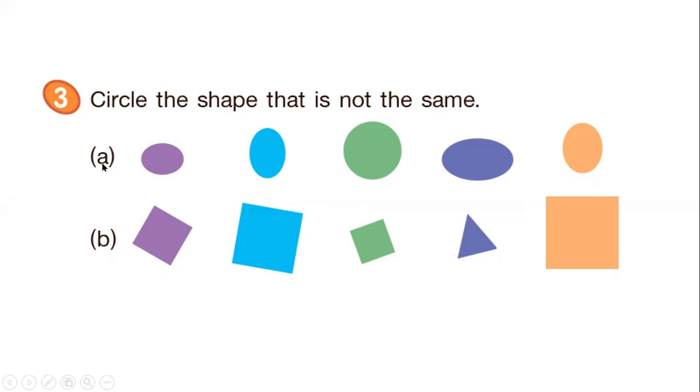Okay, we look at part A. Here we don't need the size, but we look at the shape that is not the same. This is an ellipse. This is an ellipse, but this is a circle. This is an ellipse and this is an ellipse. So which one is not the same? So we have to circle this one. Okay, now you can write your answer for part B.